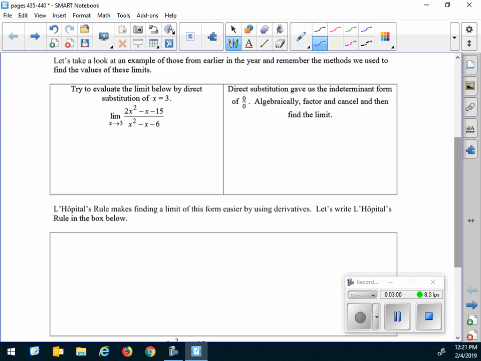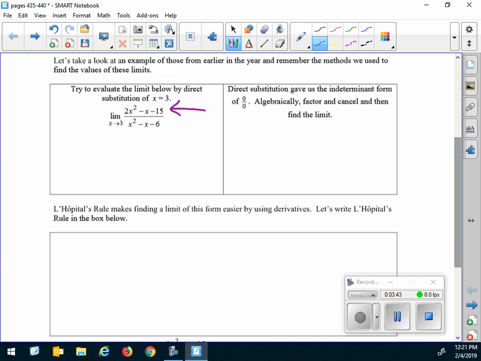Let's take a look at an example from earlier in the year and remember the methods we used to find the value of these limits. Now let's take a look at that first one. Try to evaluate the limit below by direct substitution. If we do direct substitution into the numerator of x equals 3, what do we get? 2 times 9 is 18, minus 3 is 15, minus 15 is 0. Denominator, 3 squared, 9, minus 3, 6, minus 6, 0. We said, okay, that's indeterminate form. We cannot solve this limit by direct substitution.